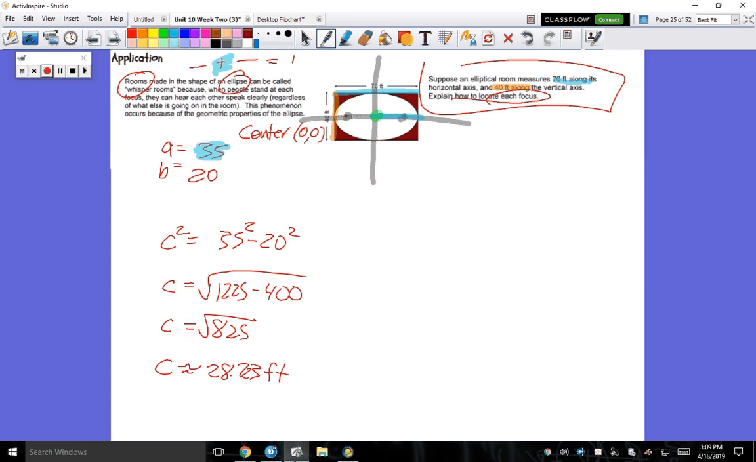feet. So find the focus by measuring 28.723 feet to the left and to the right of the center. Those would be where the sweet spots are at. So this distance would be from the center. That's where the foci would be located. Do we understand? Okay. All right.